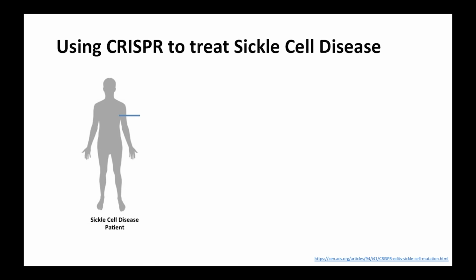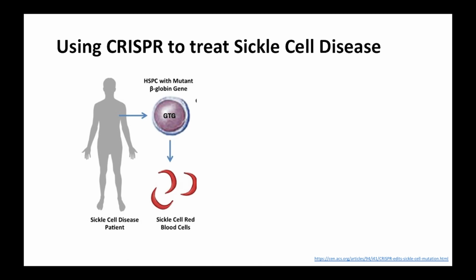Now, an example that's gained a lot of attention in the media is the success of using CRISPR to treat sickle cell disease. Sickle cell disease is caused by a genetic mutation that occurs in the beta globin gene. Essentially what happens is this mutation will result in a defective form of hemoglobin, and that leads to the formation of these sickle-shaped red blood cells, which leads to several other health issues and a lot of pain and discomfort for the patients carrying this mutation.